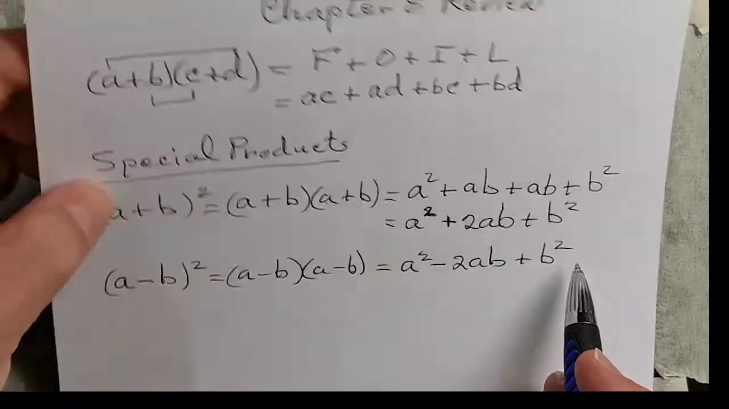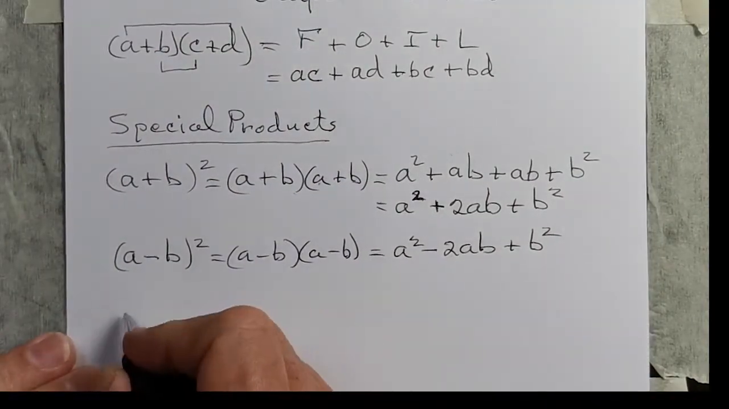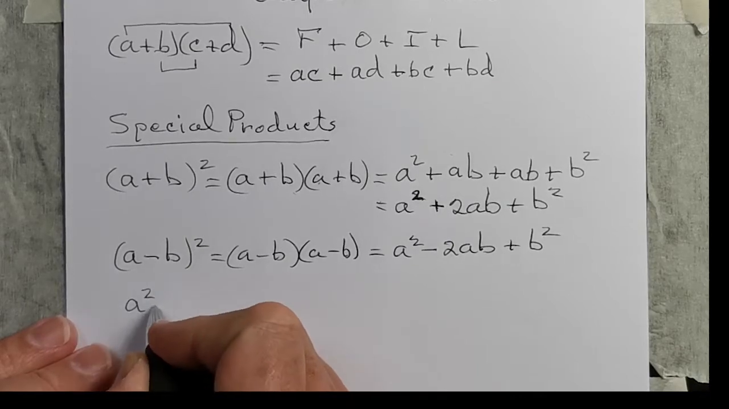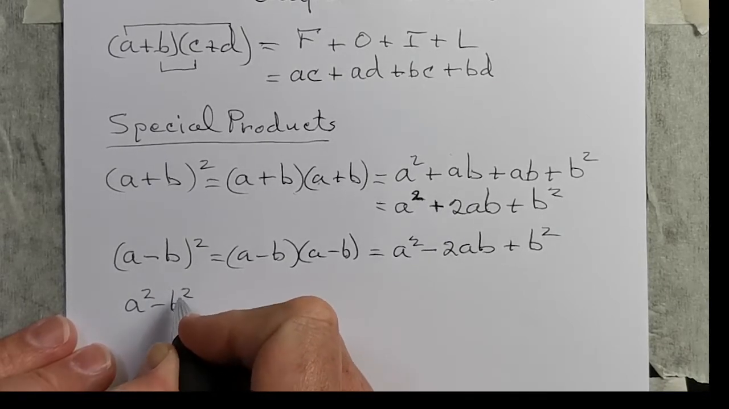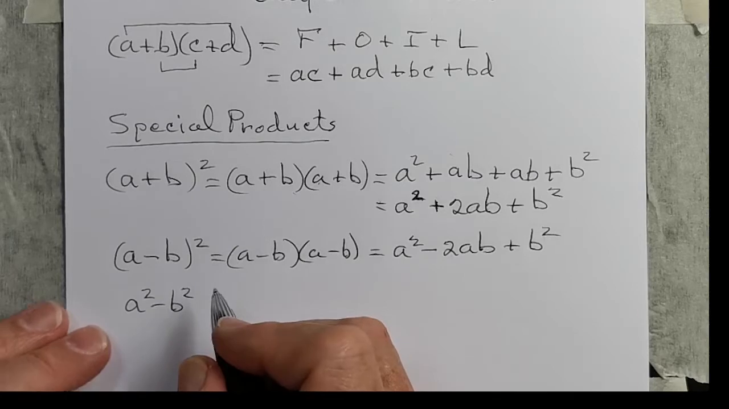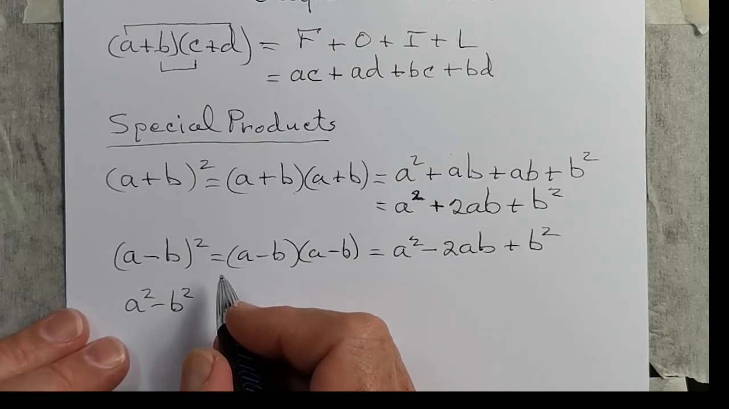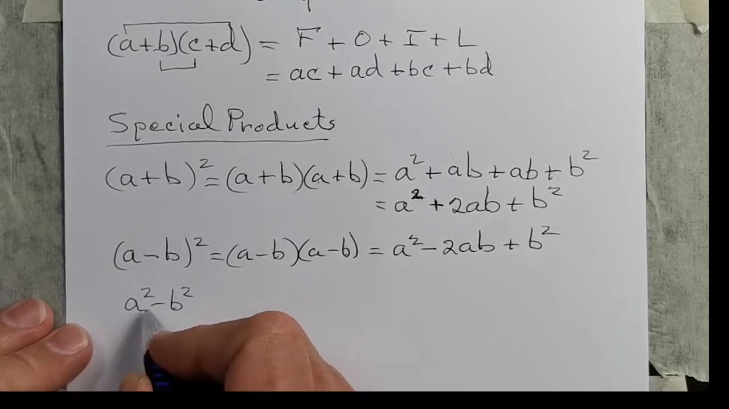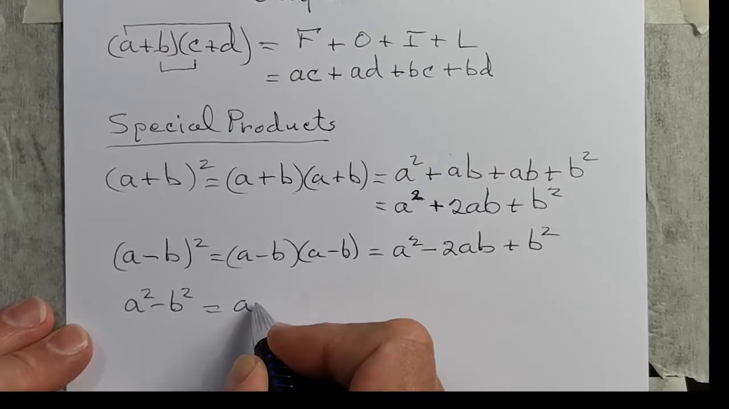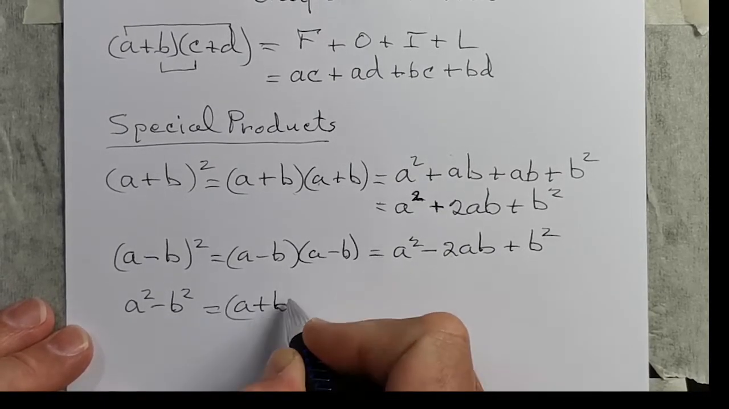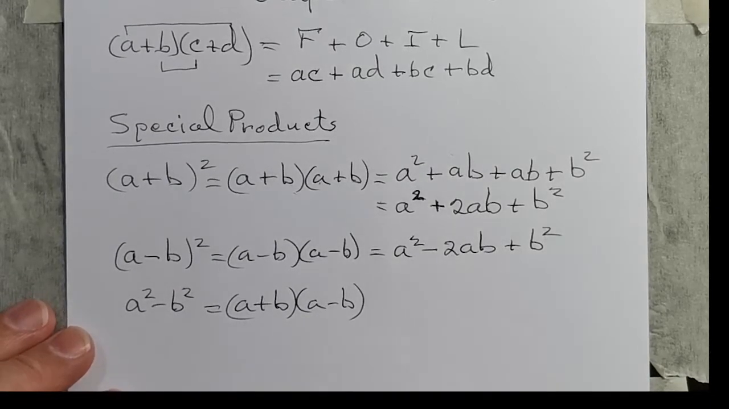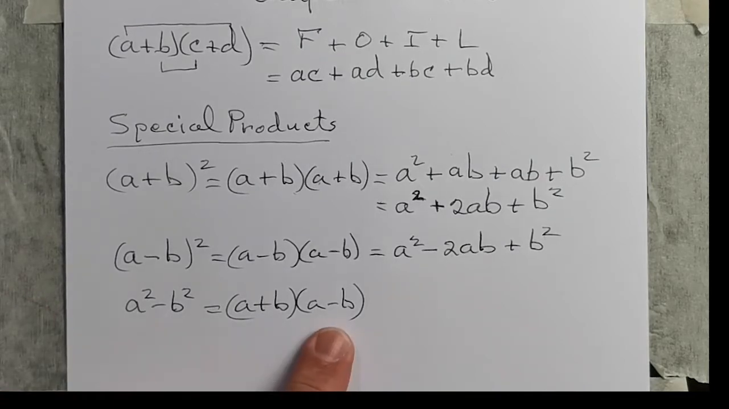Then the last one that we're going to review here is what we call the difference of two squares. If you have a squared minus b squared, how does that look anyway? Well, it factors in an unusual way. It is a plus b times a minus b. Okay, difference of two squares is a plus b times a minus b.